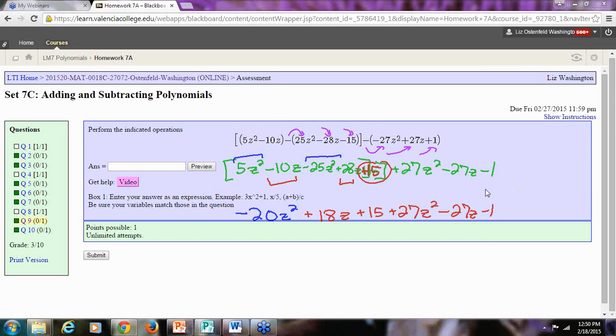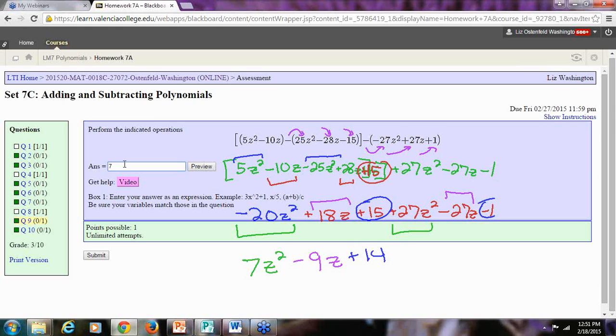So again, I'm looking for things that go together. Negative 20z squared and positive 27z squared give me a 7z squared. Then I have 18z minus 27z, which is going to give me a negative 9z. And last but not least, I have a positive 15 and a minus 1, which is going to give me a positive 14. Let's go ahead and type this in.